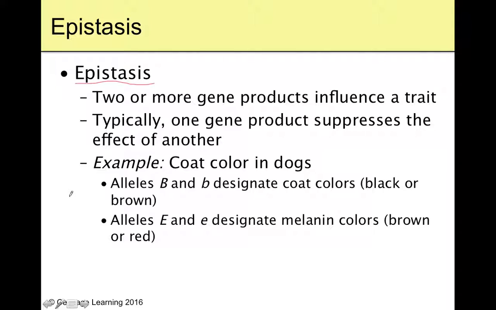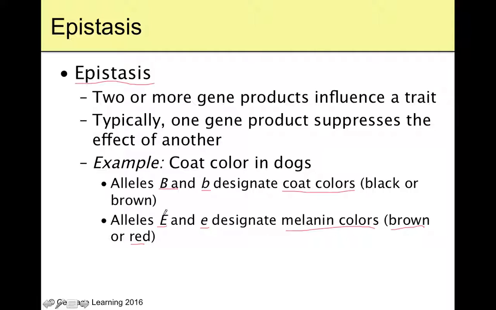One good example, it's pretty well studied, is coat color in dogs. We have a big B and a little b, and those are the coat colors of the dog, black or brown. We have big E and little e, and that is the melanin color. How much melanin are they going to express? More of a brown melanin or more of a red melanin?